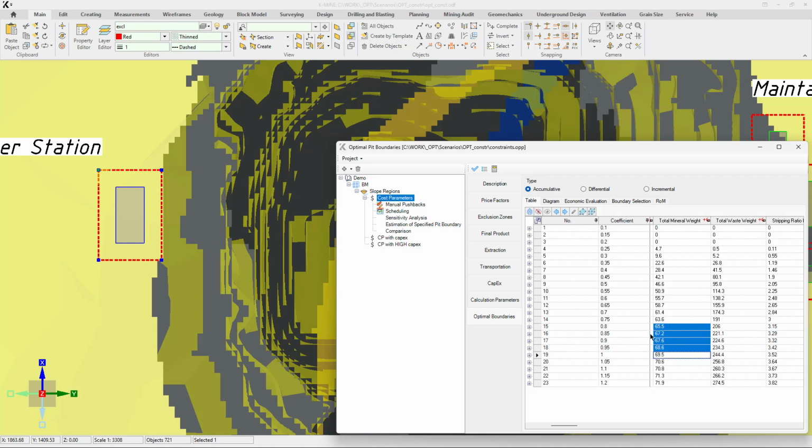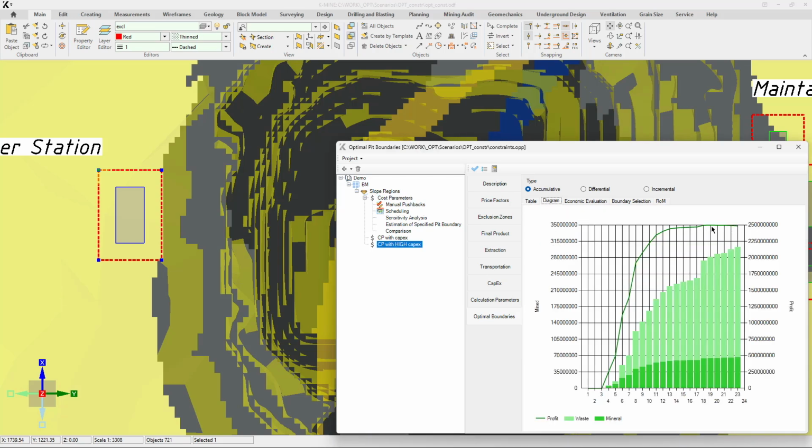Finally, let's take a look at the results on the graph. The difference in the increase in mined mass across different coefficients is evident. The higher the capital expenditures, the steeper the growth at one of the key coefficients. So, experiment, analyze, and don't forget about these crucial features of the optimal pit boundaries module. And enjoy the results.